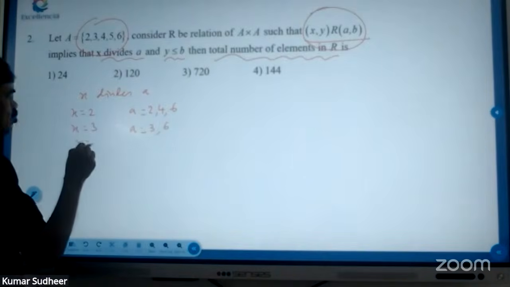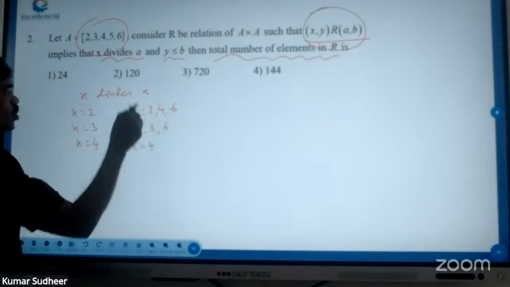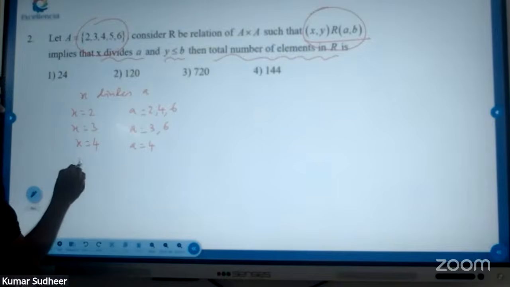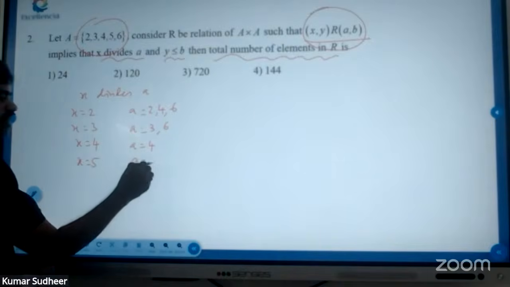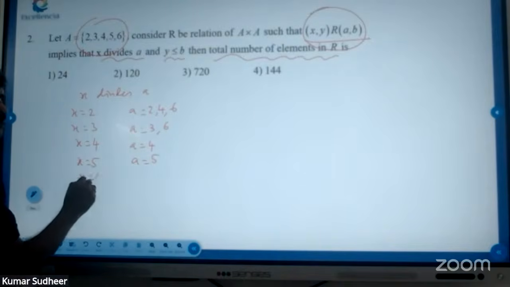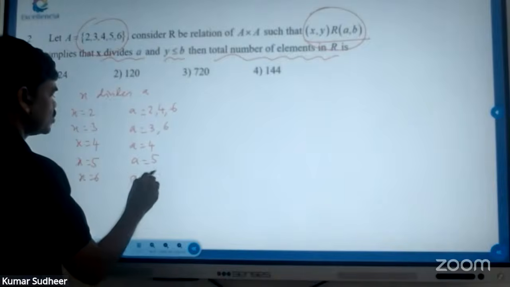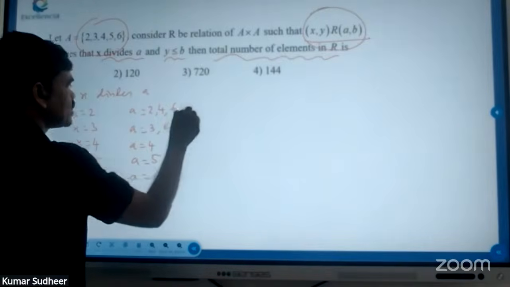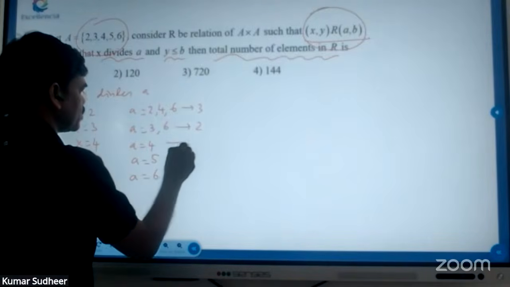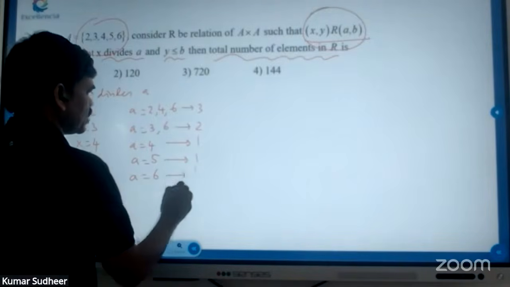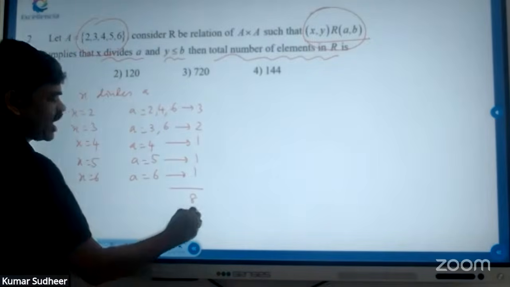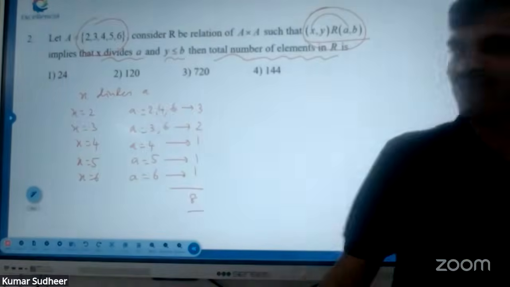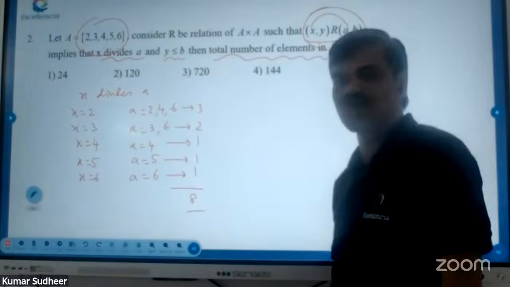Now, if I put X equal to 4, then A will be equal to 4. There is no other multiple of 4, so only one element. Next, X equal to 5 means here also I will get A equal to 5. X equal to 6, I will have A equal to 6. So these are the possibilities. That means X equal to 2, we have 3 possibilities. Here we have 2 possibilities, 1, 1, 1. Total number of possibilities is 8. Isn't it? Next, go for Y less than or equal to B.